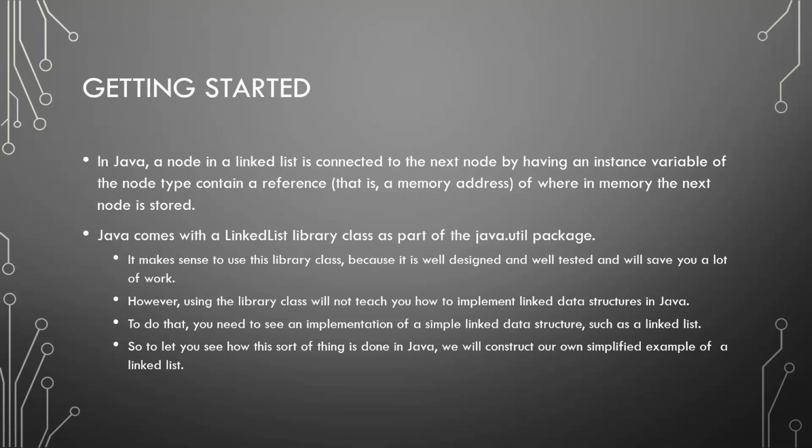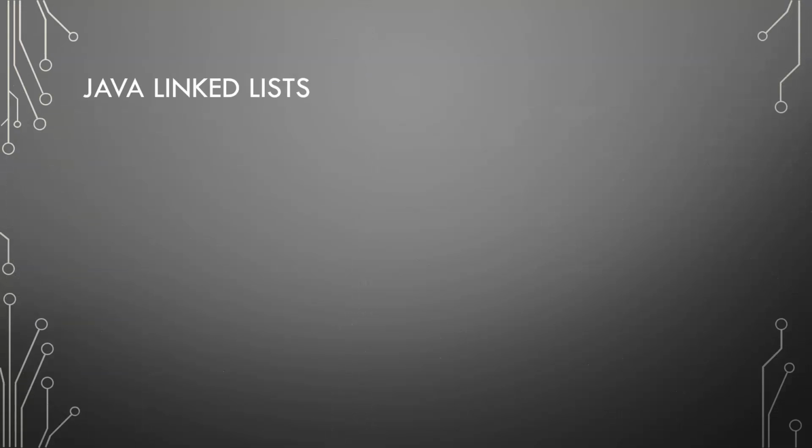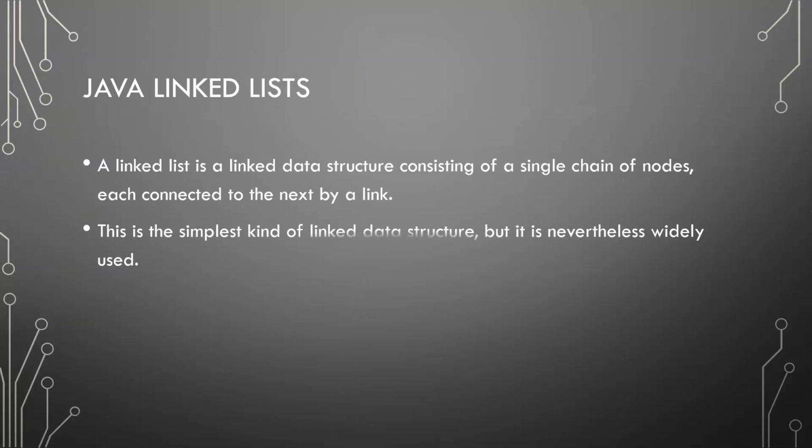So in order to get a good understanding of how this is done in Java, we're actually going to construct our own simplified example of a linked list first before we get into using the one that's built into the Java libraries. So a linked list is simply, again, a linked data structure consisting of a single chain of nodes, each connected to the next by a link. This is the simplest kind of linked data structure, but it is nevertheless widely used because sometimes simple is good.